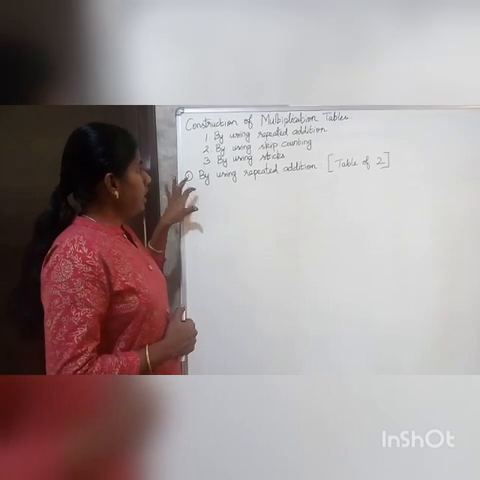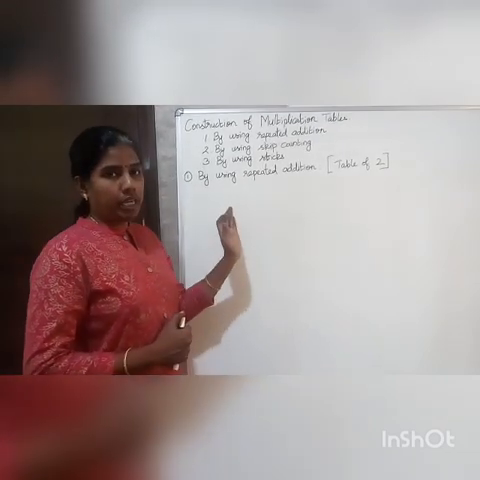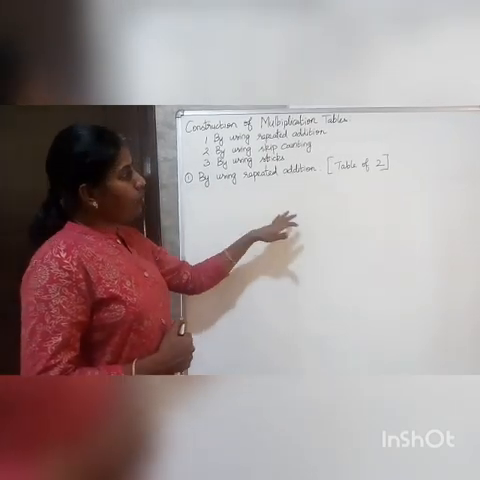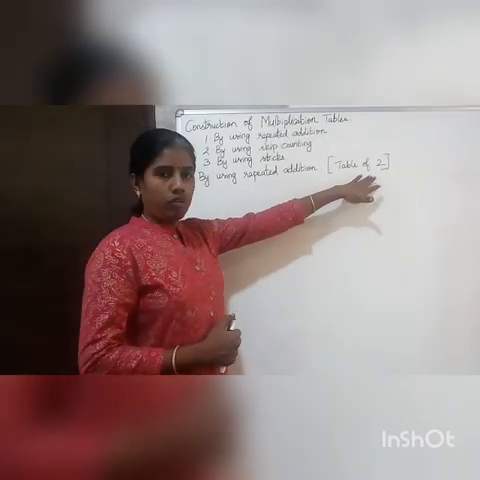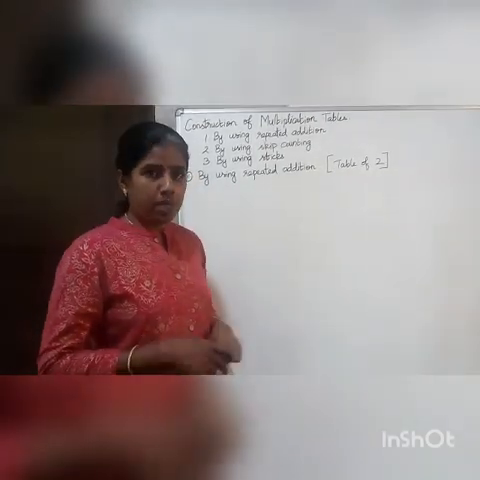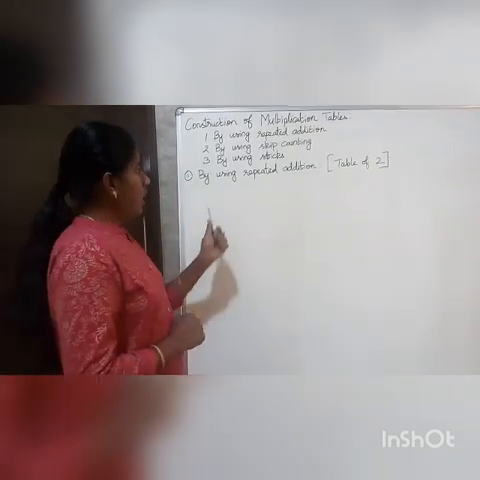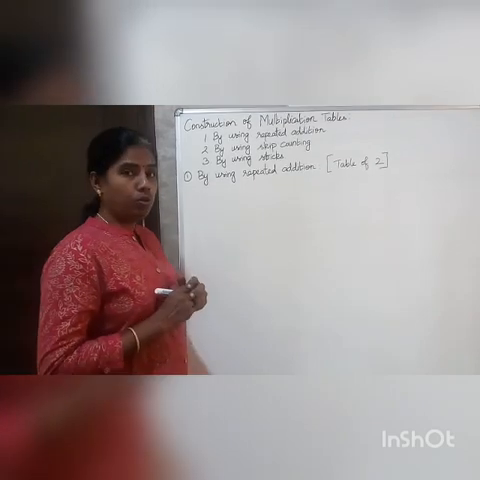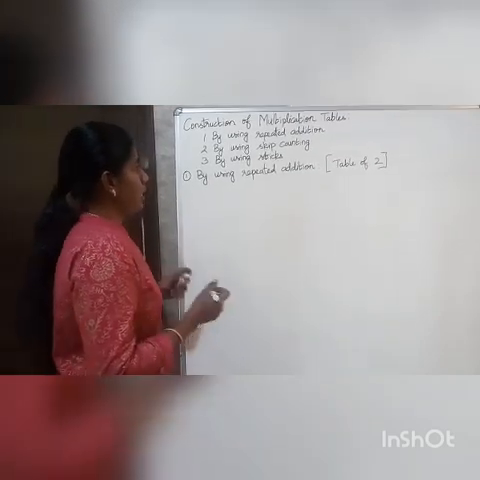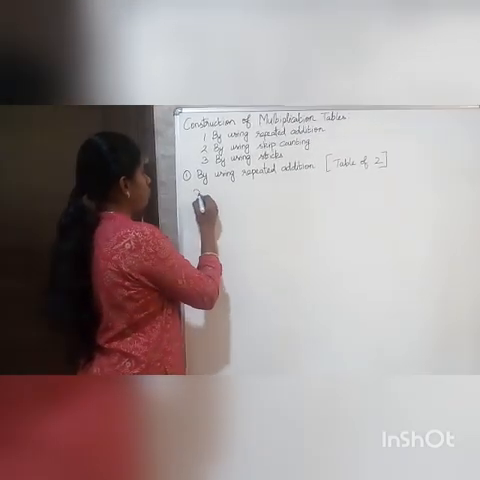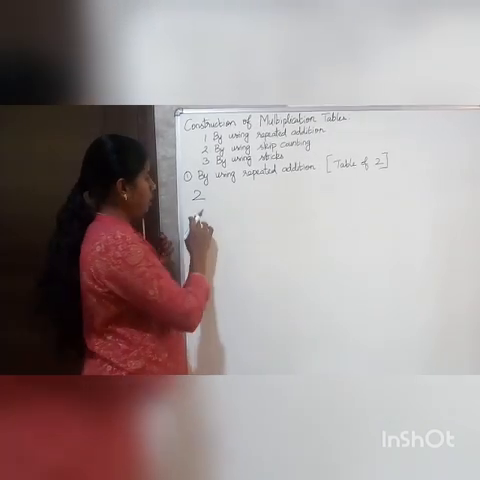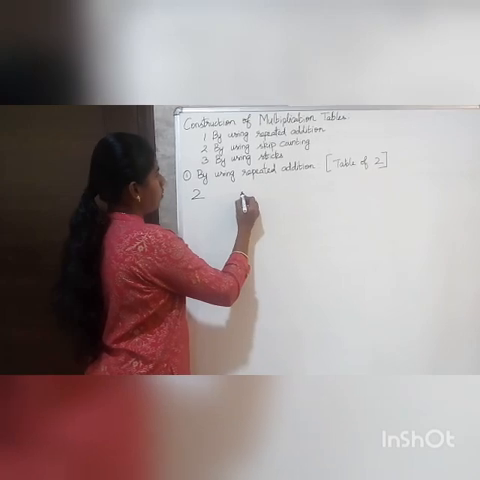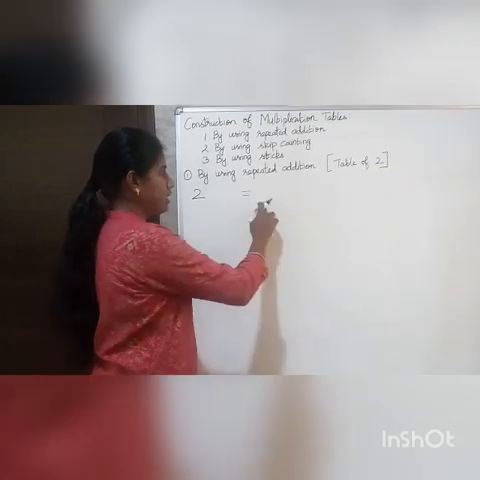Now let us see how to construct multiplication tables by using repeated addition. We are going to do the table of 2, which means we are going to write the 2 times table by using repeated addition. Let us see how to do that. The first one is 2 one time, 2, which is equal to, how do we write this as a table?